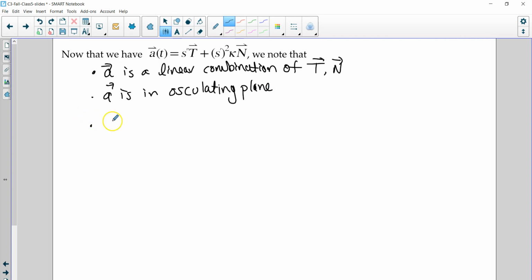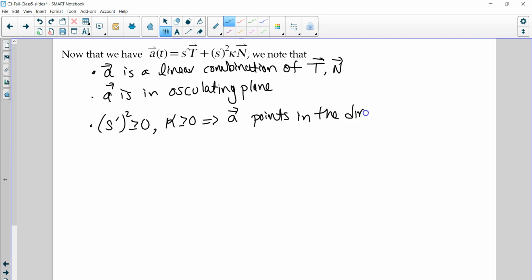Thirdly, this s prime squared is certainly always greater than 0, right? And we also have that curvature is greater than or equal to 0. These two ideas together tell us that A, the acceleration vector, points in the direction we are turning.